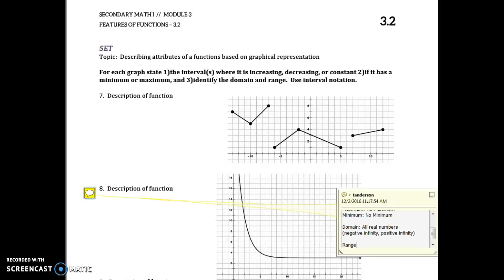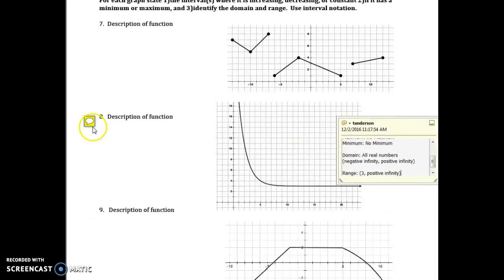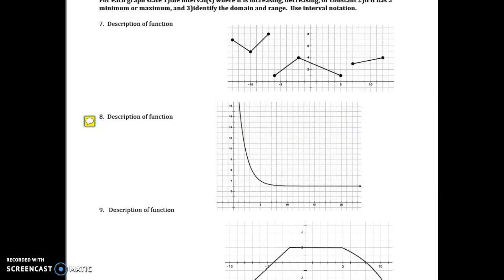And the range is the set of all output values. So this time I'm looking up and down. The lowest that my function goes is 3. So I'll start at 3. And the highest it goes is going to keep going up, so we'll do positive infinity. So 3 to positive infinity. All right, that's number 8. All right, let's do number 9.